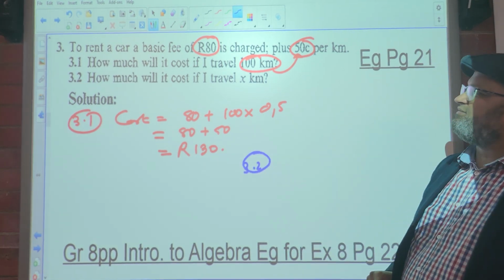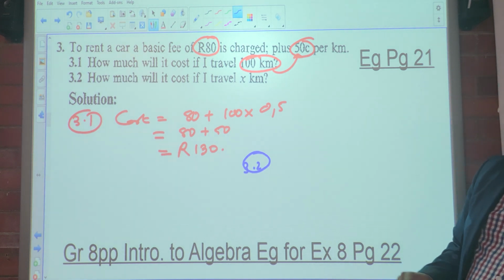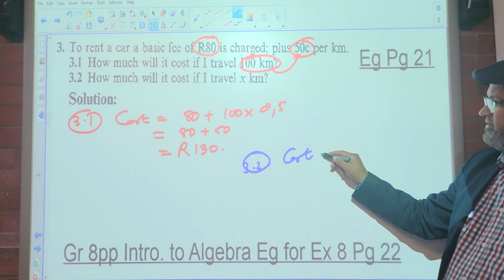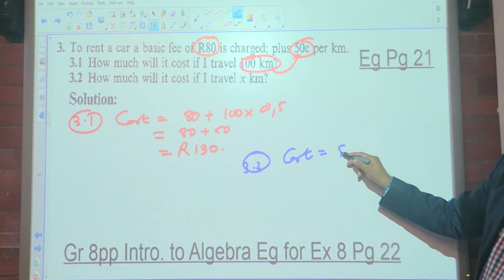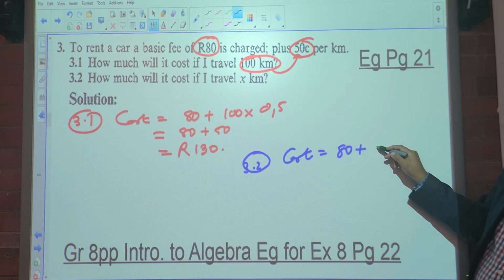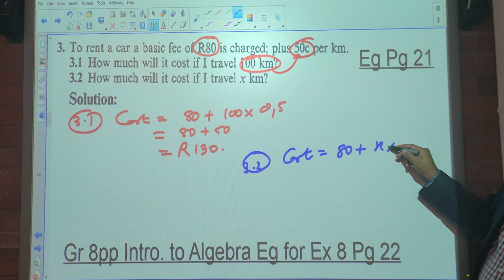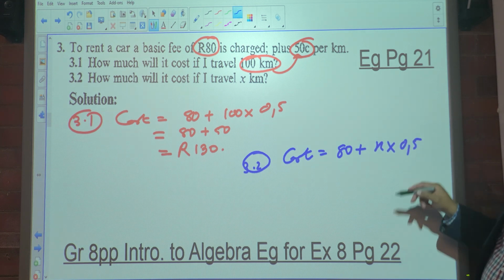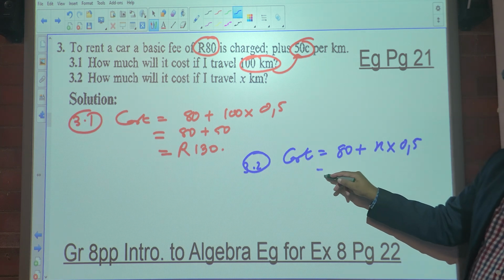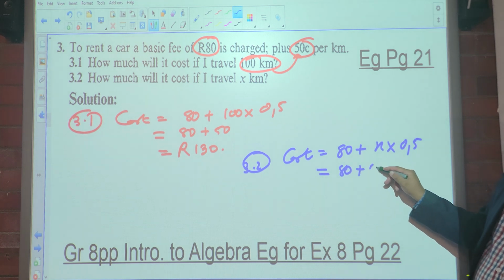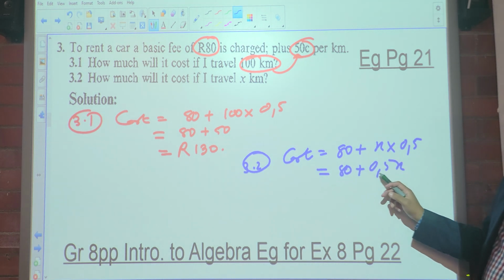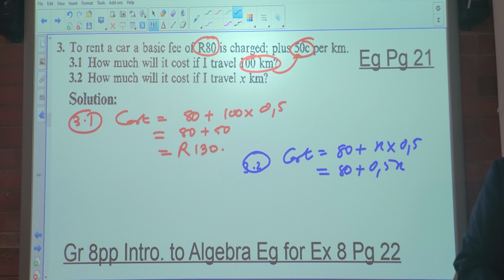Let's look at number 3.2. How much would it cost if I travel X kilometers? So the cost then would be 80 plus X times 0.5. Not so? Which is 80 plus 0.5X. So it's like or unlike terms? Unlike. Okay.